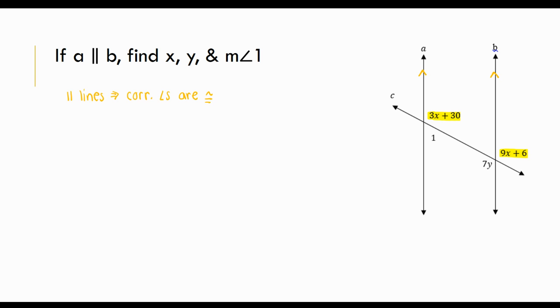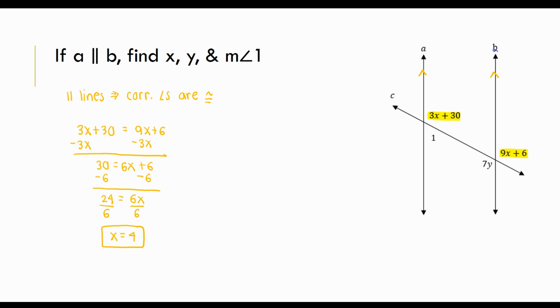So I actually can solve for x without having to set up a system because I can take 3x plus 30 and set that equal to 9x plus 6. So to solve for x, I'm going to subtract the 3x from both sides. That gives me now 30 equal to 6x plus 6. I'm going to subtract 6 from both sides. That gives me 24 equal to 6x. And so then I'm dividing both sides by 6. And we get our first answer. 24 divided by 6 is 4.